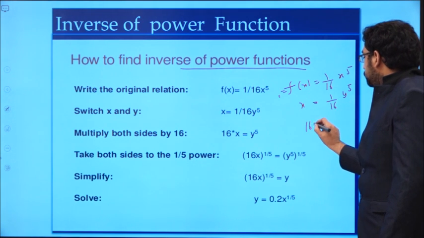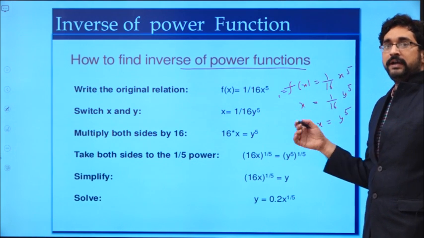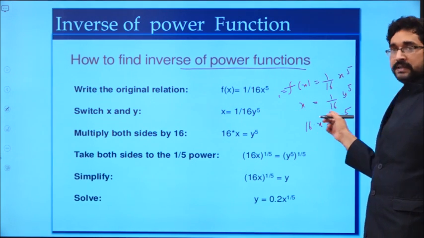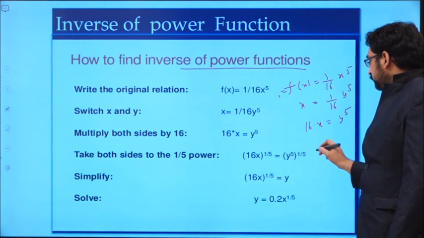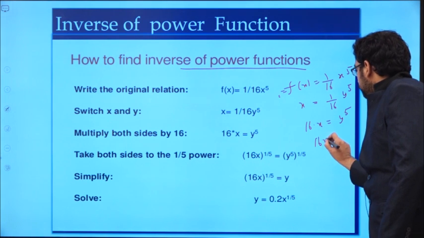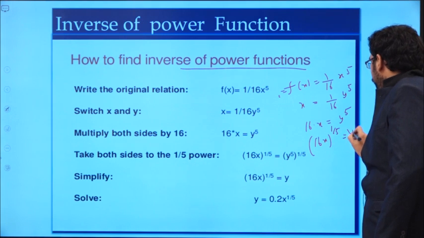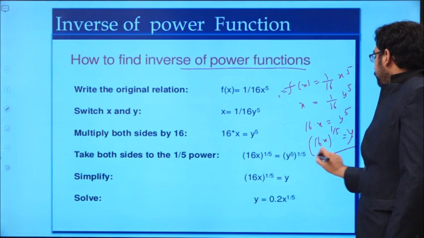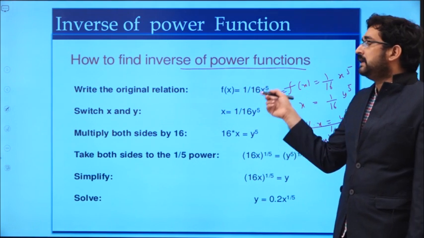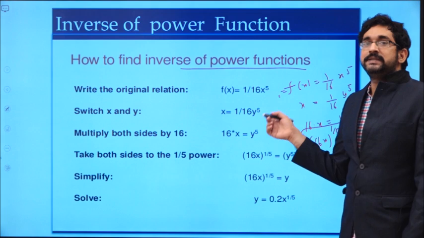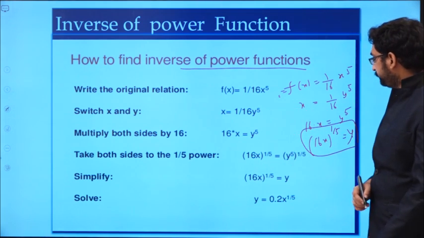We will get 16 into x equals y power 5. What you have to find? y. Here the fifth root is there. So on both sides, take the fifth root. Then we will get 16x whole power 1 by 5 equals y. So y equals 16x whole power 1 by 5. That is the inverse for the given power function. So this is the process for finding the inverse for power functions.